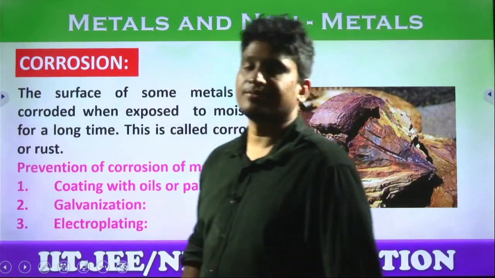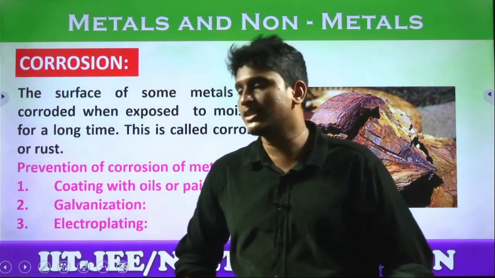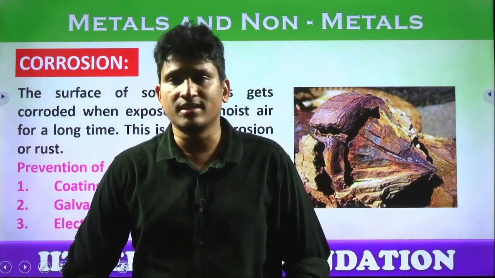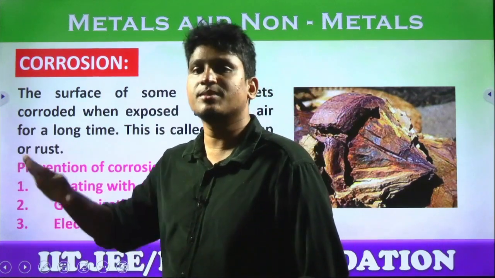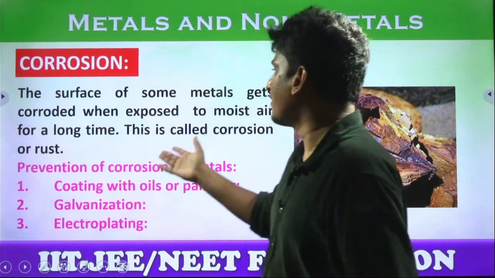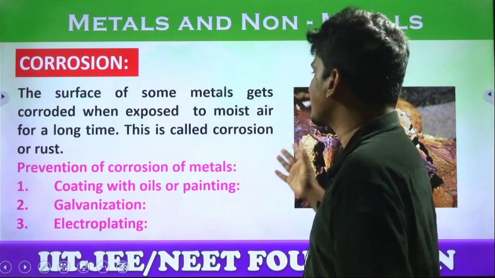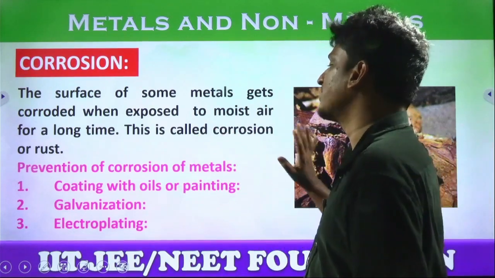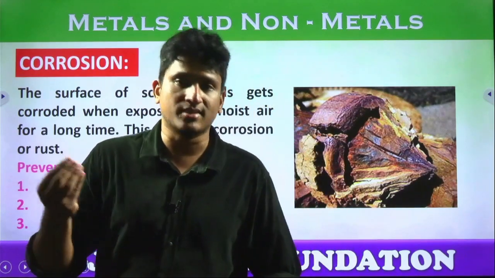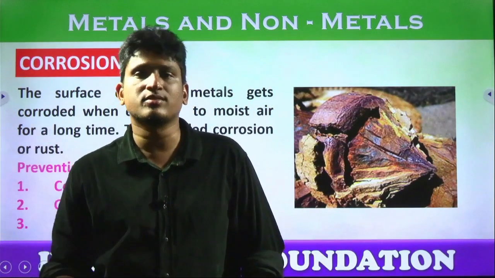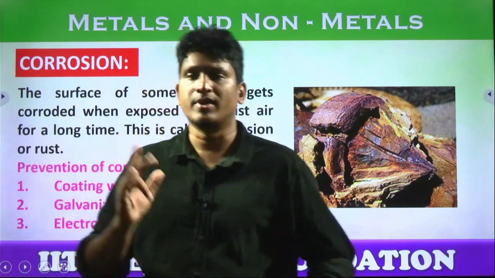Next, corrosion. We were talking about rusting in the previous slides on alloys. What is rusting, students? In general, rusting can be defined in terms of corrosion. Rusting is a process of corrosion only. The surface of some metals gets corroded when exposed to moisture for a long time. This is called corrosion or rust. This corrosion in terms of iron is called rust. This corrosion in terms of silver is called tarnishing. Different names are there, but ultimately the same process.